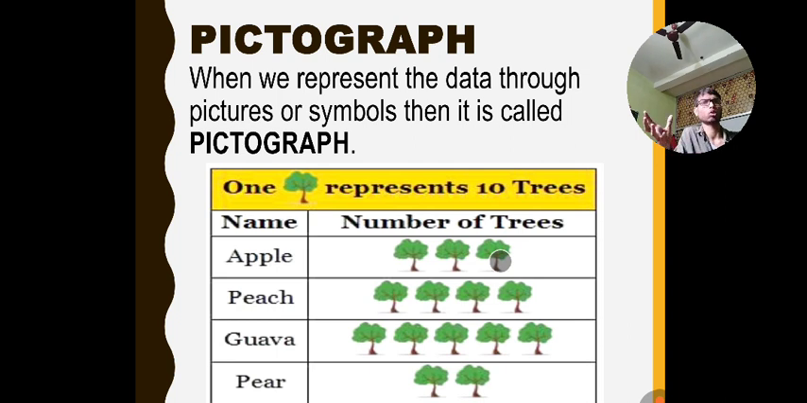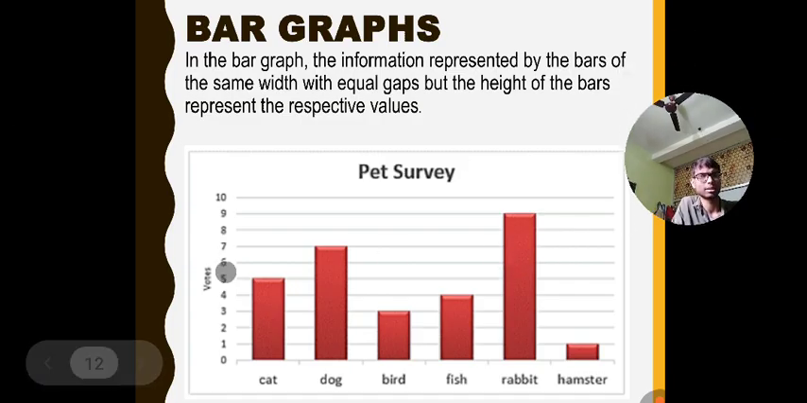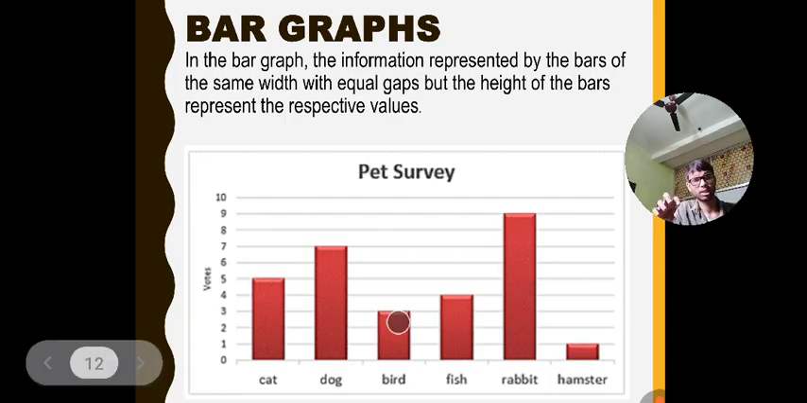This was about the pictograph. When we use figures, it is known as a pictograph. Now next we have a bar graph. The bar graph will look like this. We apply rectangles on the graph.